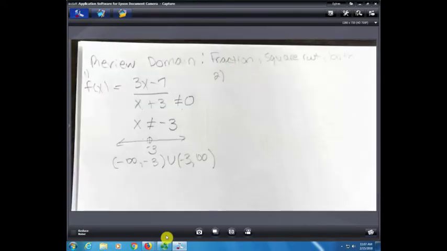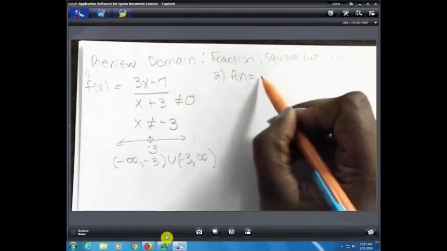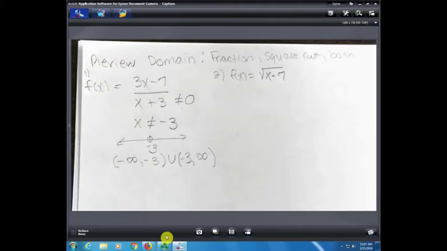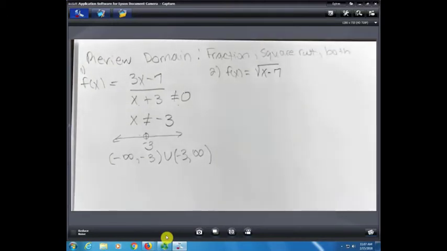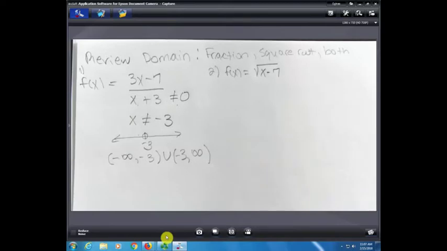Alright, let's look at number 2. Number 2, I have f of x is equal to the square root of x minus 7. This one isn't a fraction, but it is a square root. Now, do you recall our criteria for square root? Can my square root equal 0? Yes, I can get a square root of 0. It can't be negative, because we don't want to deal with any imaginary numbers.